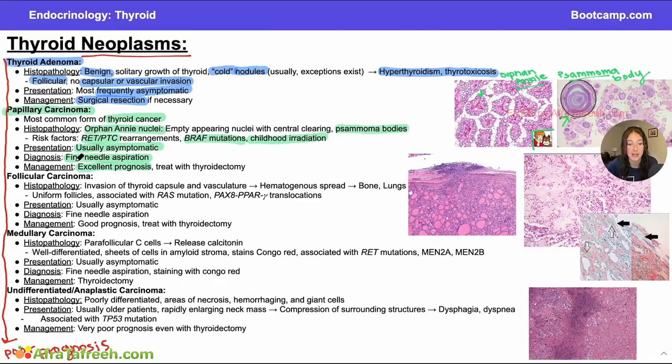Papillary carcinoma also has an excellent prognosis, and as you'll see, these have a worse and worse prognosis as we go down the list. But papillary carcinoma has a great prognosis, as we have mentioned, and you can treat it with a thyroidectomy, and a lot of times that is curative.